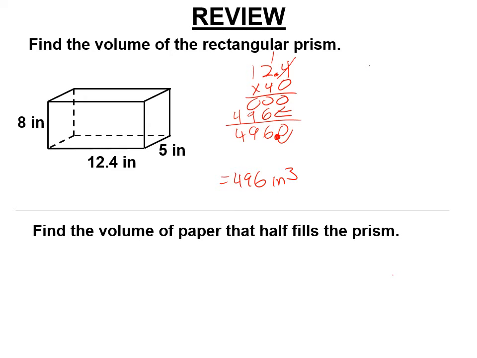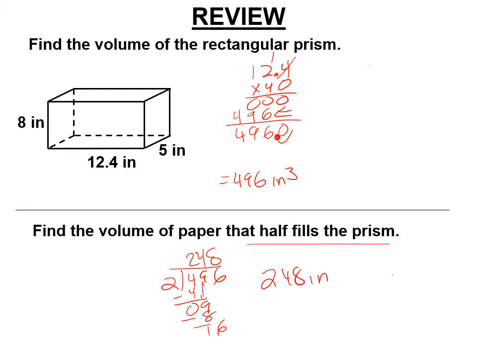Half the paper would be that divided by 2, right? Now, if we were asked that right off the bat, we could do canceling, and we could have multiplied by half of 8, 4, and made this 40 a 20, but since I did it this way, I'm going to divide this answer by 2. So 2 goes into 4 twice, 2 goes into 9 4 times, 2 goes into 16 8, so half of that is 248 cubic inches, right? It would fill it halfway. The height would be 4 inches instead of 8 inches.